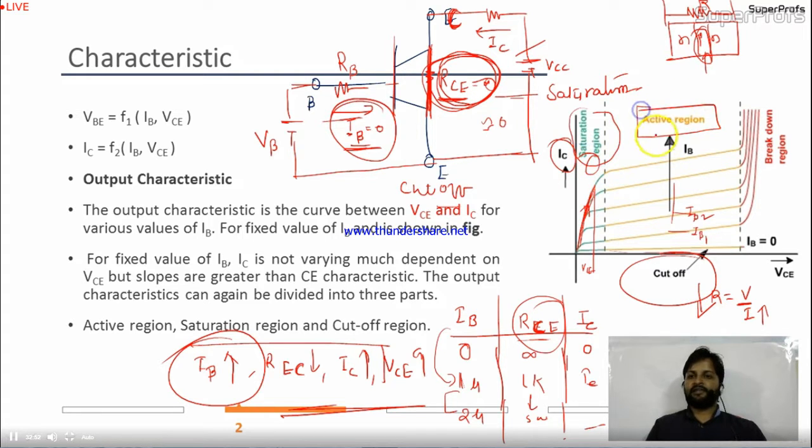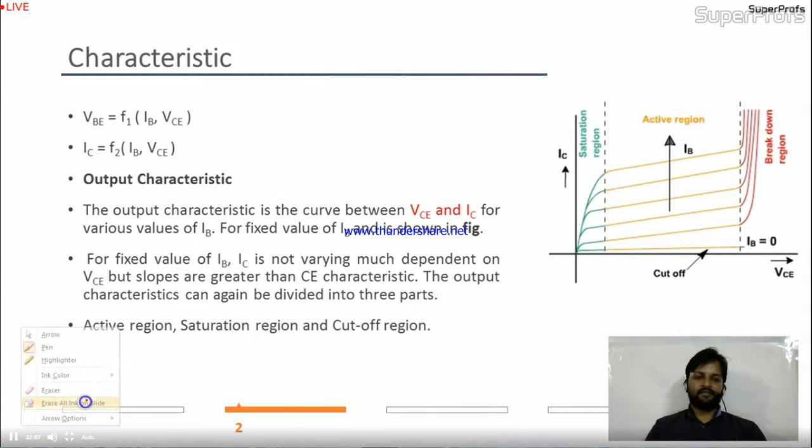And this is the active region. In the active region, the collector current is constant. So that's why in the common emitter or in any transistor, the active region is very important. Okay. Because saturation region and cutoff region, these two regions we are using for switching application only.